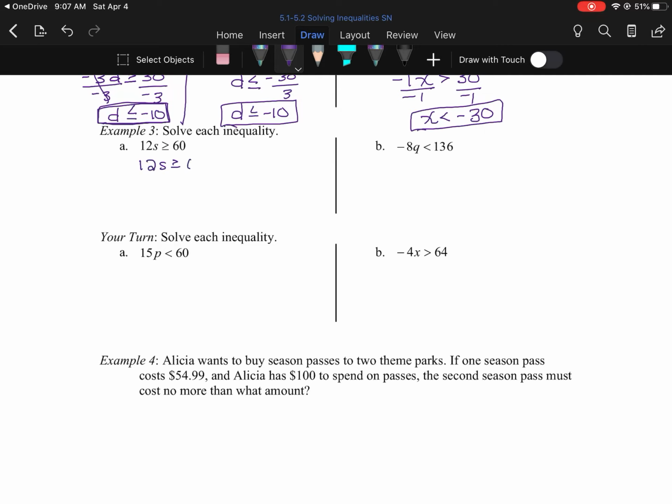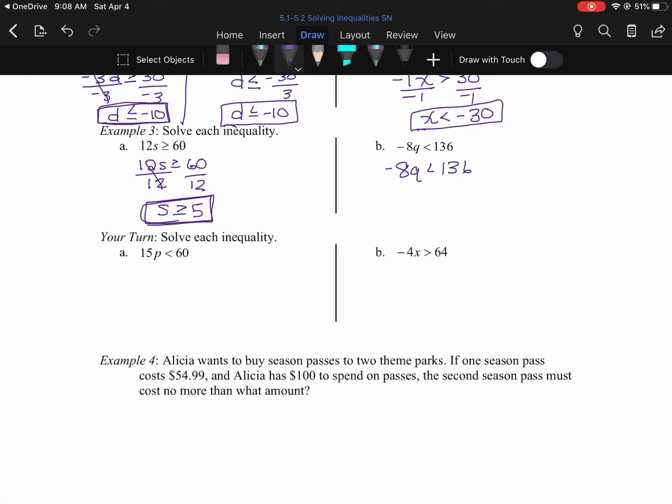So solve the inequality. So we have 12s is greater than or equal to 60. So if I want to get s by itself, I have to divide both sides by 12. Wait, do I need to flip the sign here? We do not actually need to flip the sign because we divided, but the number I divided by was positive. So it was a positive 12. So 60 divided by 12 is 5. So s is greater than or equal to 5.